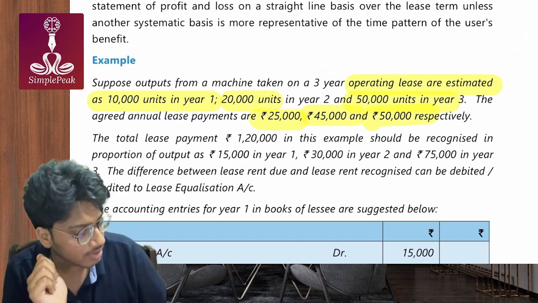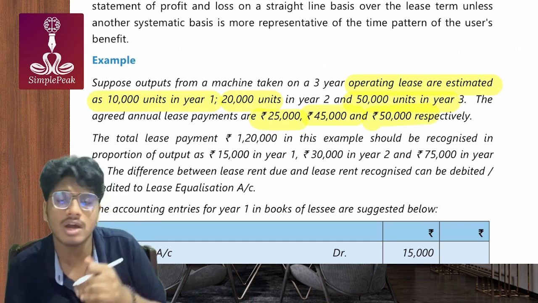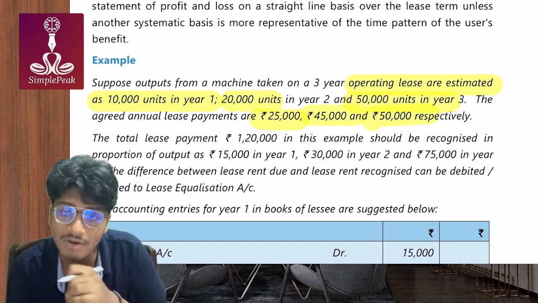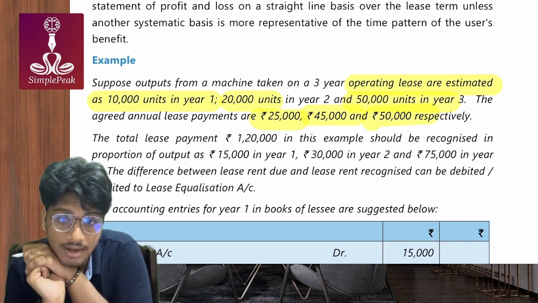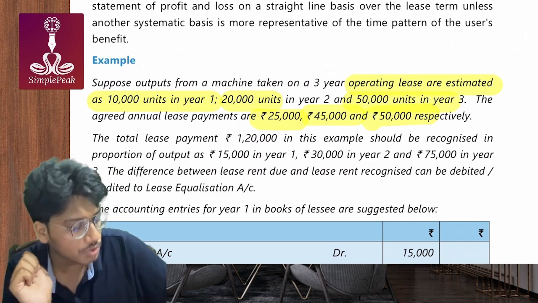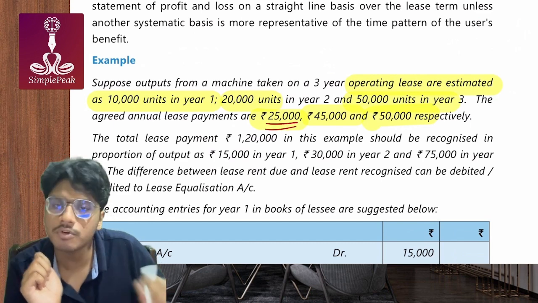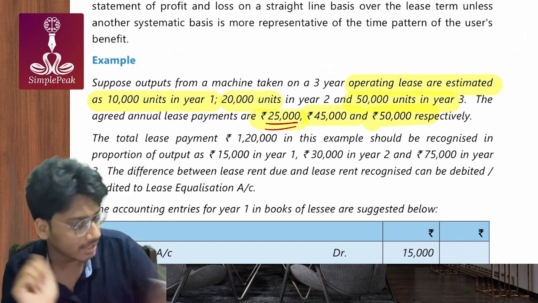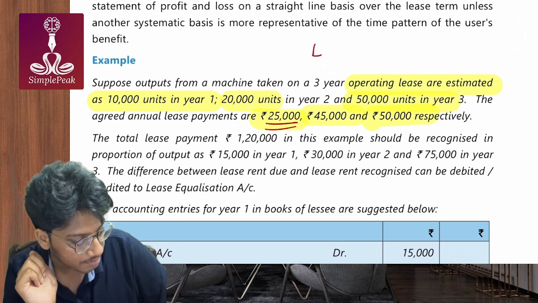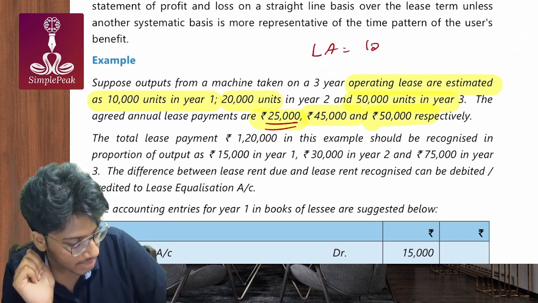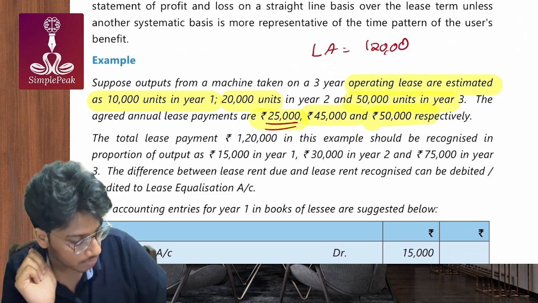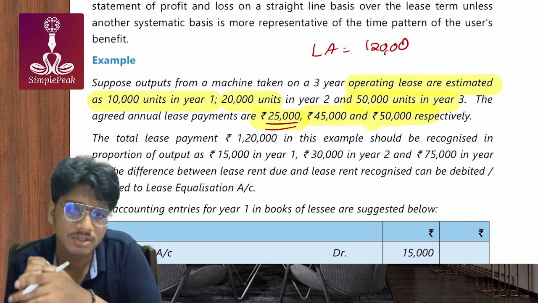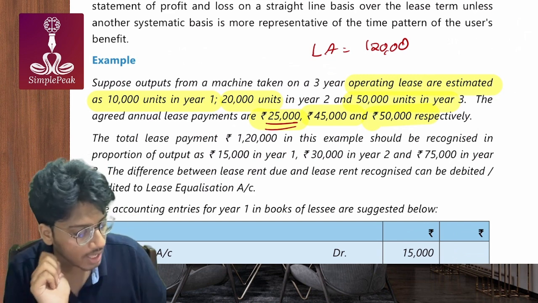So at the end of year 1 you have to pay 25,000, at the end of year 2 you have to pay 45,000, at the end of year 3 you have to pay 50,000. That's what has been agreed upon. So you are sure at the end of the year you have to pay 25,000 rupees, and the total lease amount is 1,20,000 rupees. 25 plus 45 plus 50, 1,20,000 rupees.